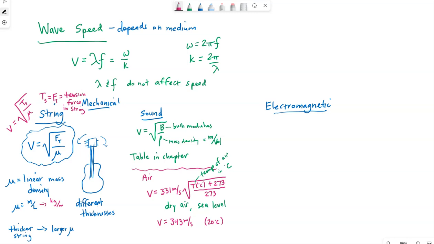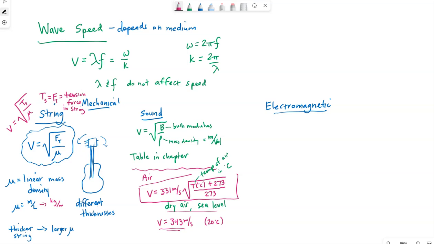So as we are solving problems that involve sound waves, if there is no temperature given or asked for, and we need the speed of sound, we're going to use the value 343 meters per second. If we are given a temperature, then we're going to use this equation to find the speed at that temperature. We are going to assume dry air and sea level, since that's what our author is assuming at this point. So speed of sound depends upon the temperature of the air.